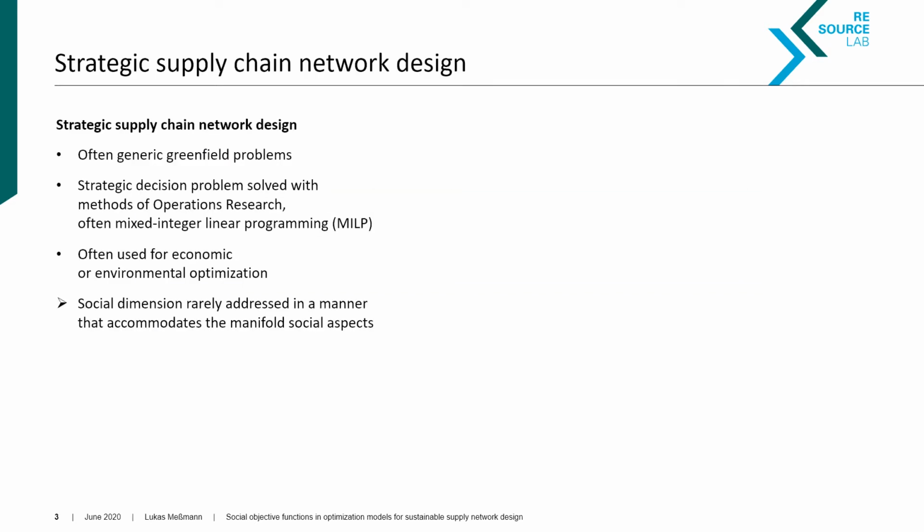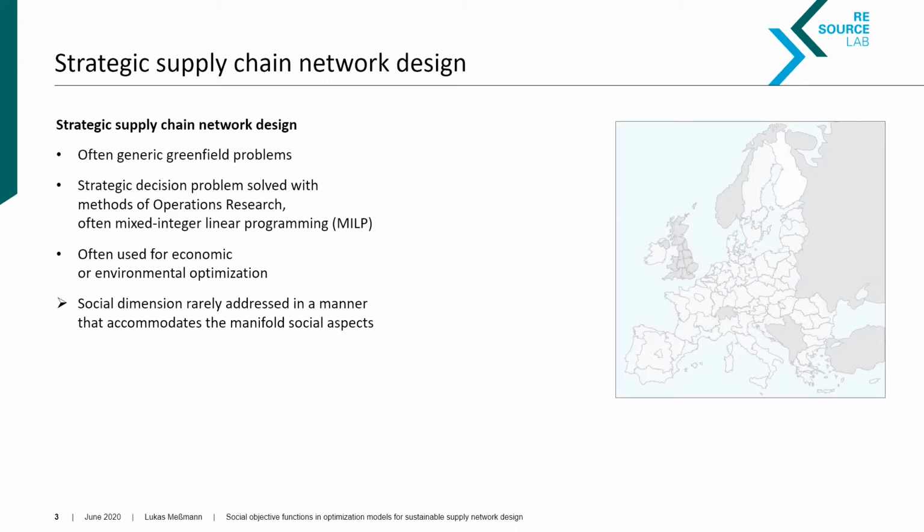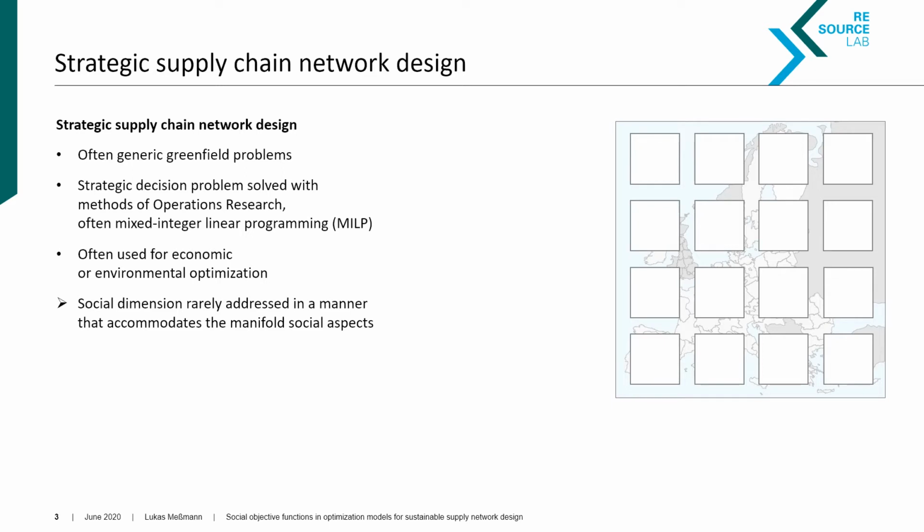To briefly set the stage, strategic network design problems are problems on a strategic and generic level, and they are also often greenfield problems. That means you have some sort of discrete spatial resolution that can be distinct cities or even street corners, or like in our case, European countries and their regions. In these regions, you may have different amounts of sourceable raw material, and you have in other regions different amounts of demand for your product.